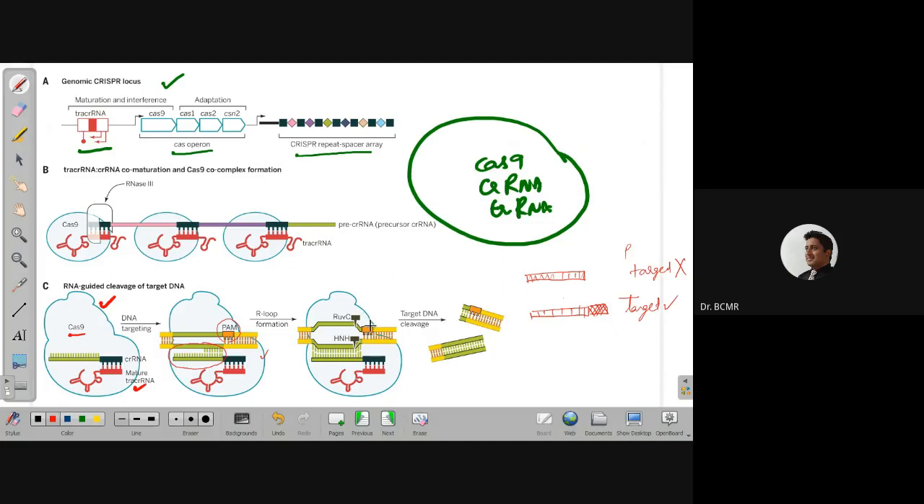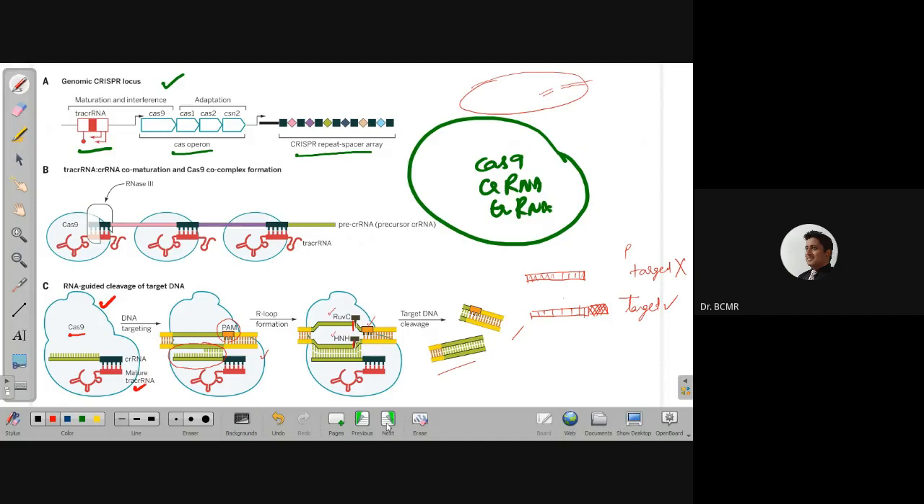Because of the PAM, if the PAM is present, then the nuclease activity of RUVC and HNH is activated, and it makes a double strand break like this. Now the target DNA is made into two pieces. If a phage DNA has entered a bacterial cell and it is cut just once, that phage is not going to form new phage particles. That is the power of a single double strand break.